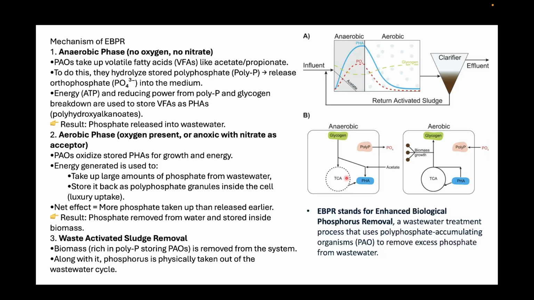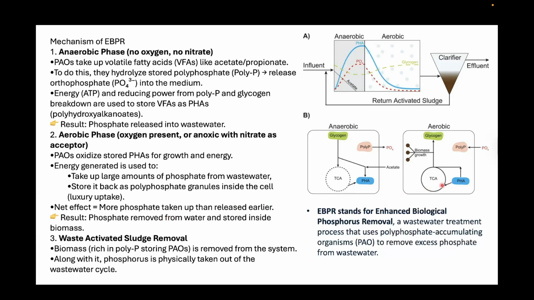Then comes the aerobic phase, where oxygen is present. In the aerobic phase, these PAOs oxidize the stored PHA for growth, and the energy generated is used to take up a large amount of phosphate from the wastewater to store it back as polyphosphate granules inside the cell.